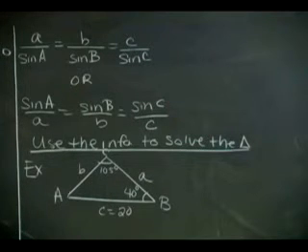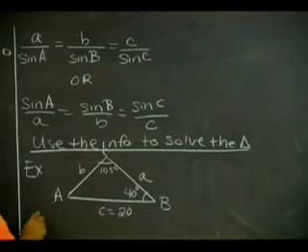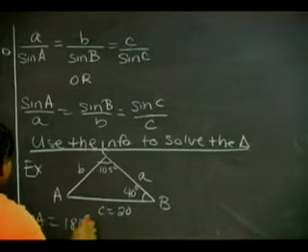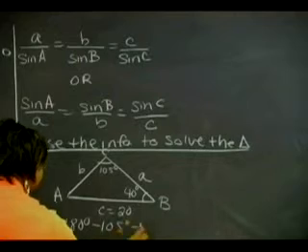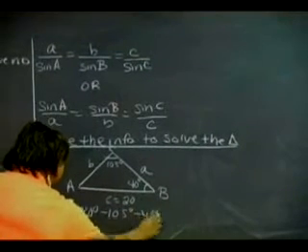Now, first of all, how many degrees are there in any triangle? 180 degrees. So since we know two of the angles, we can find the other angle easily, right? A would be 180 minus 105 minus 40 degrees.